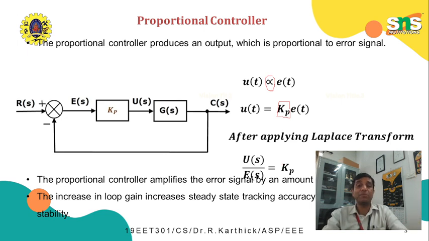It amplifies by Kp, so the loop gain is also increased. Since the loop gain is increased, the controller easily tracks, or increases the steady state tracking accuracy of the system, thereby improving the relative stability of the system. That's the main advantage of our proportional controller.